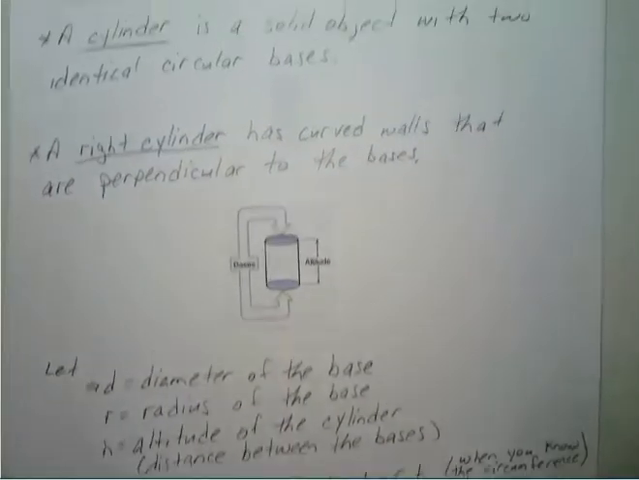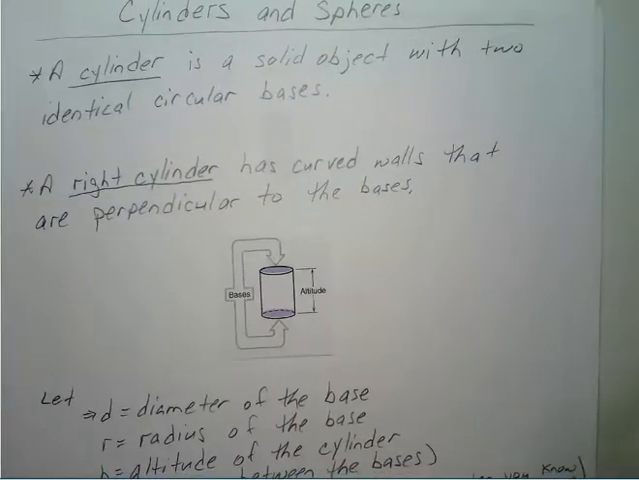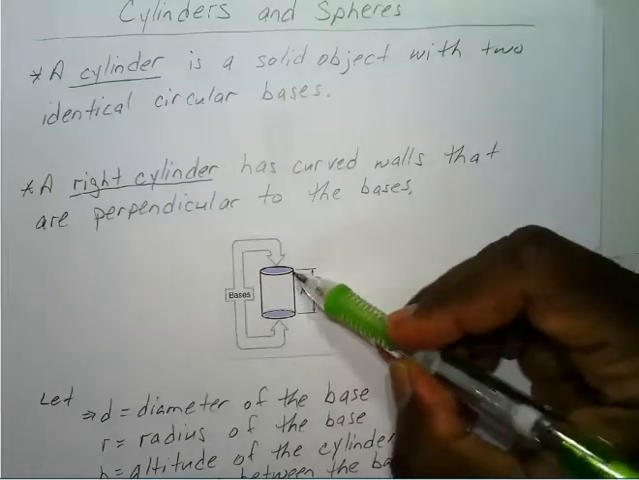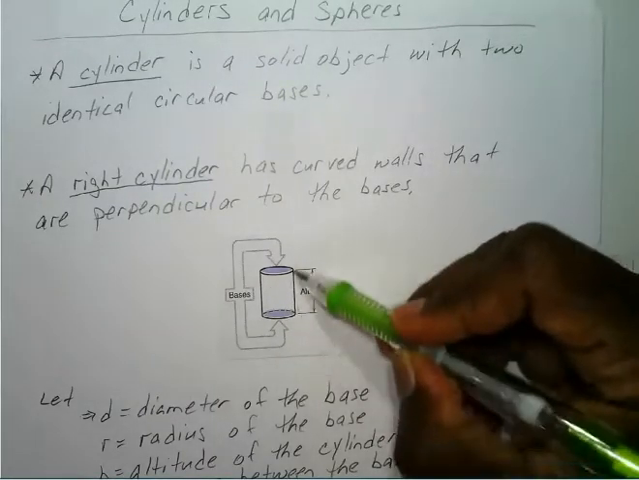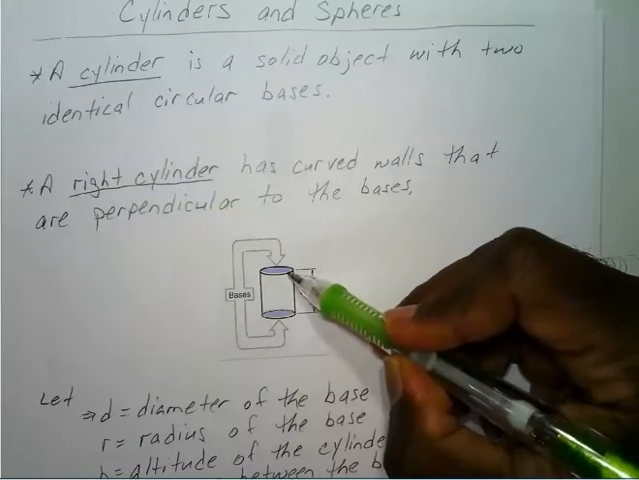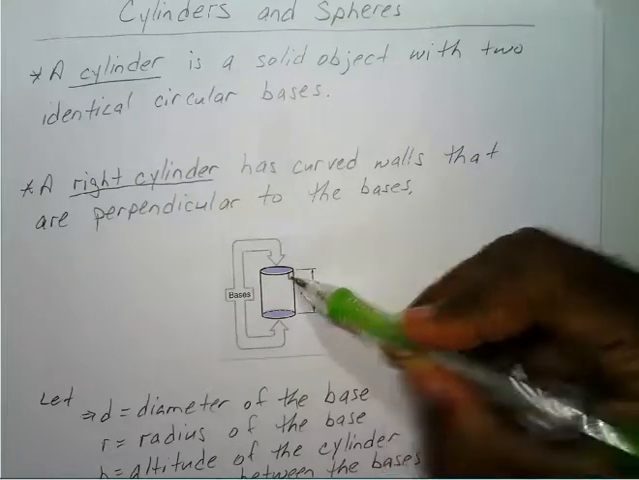Now, a cylinder is a solid object with two identical circular bases. It could be a little different from a right cylinder, which has curved walls that are perpendicular to the bases. So for the right cylinder, the lateral surface area, which are the sides, and the bases are perpendicular, which means there's a 90-degree angle.